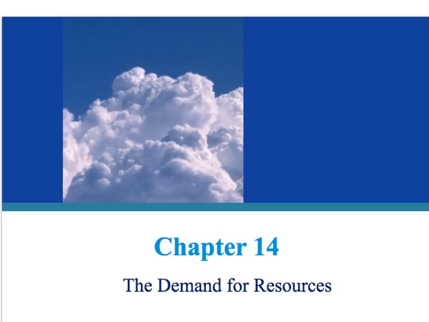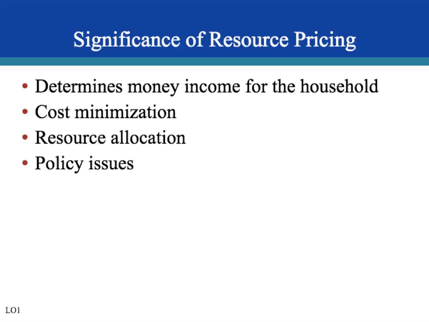Okay, chapter 14, the demand for resources. Resource pricing is very important for various reasons. One, it determines money income for the household. Why? Because households provide resources to firms, and so whatever firms pay for those resources flows as income back to the household. The biggest resource we provide to firms is our labor. We sell our labor to firms, and then what firms pay for our labor goes back to us as income.